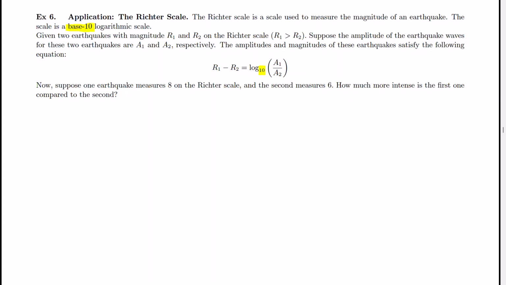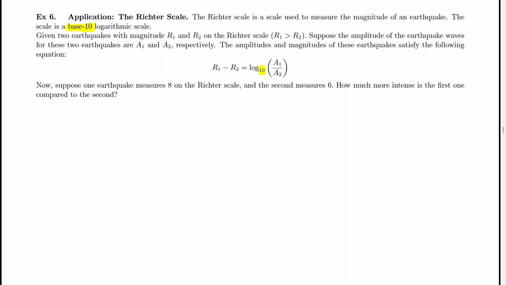We have two earthquakes with magnitude R1 and R2, and apparently R1 is bigger than R2. Great. Now, the amplitude is also given to us for these two earthquakes. The first earthquake has amplitude A1, and the second one has amplitude A2. And we're told that there's a relationship between the amplitude and the magnitude, and it's described with this formula over here. So far, all of this is basically nonsense.